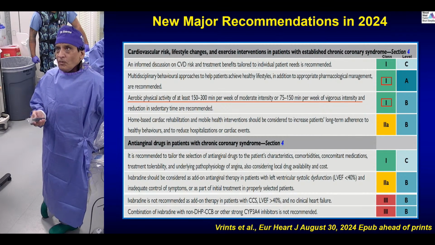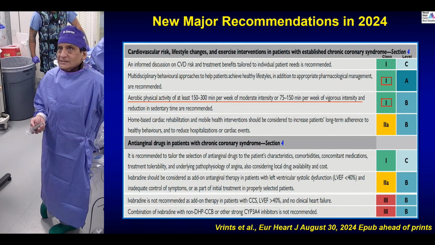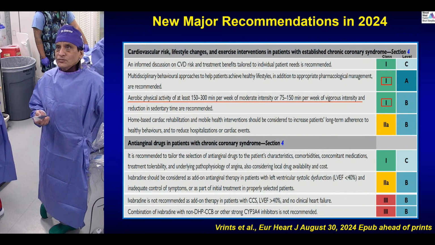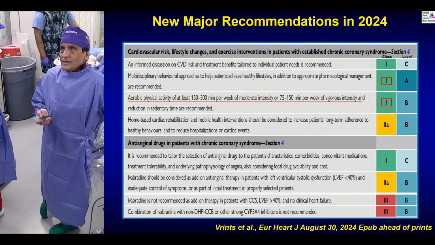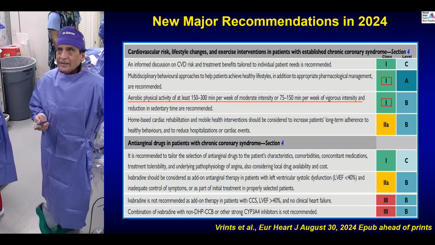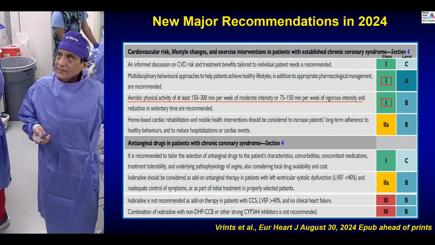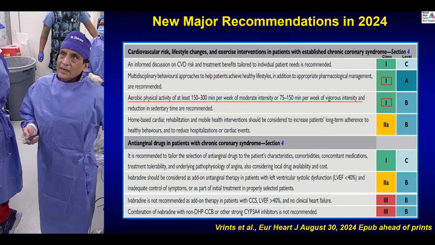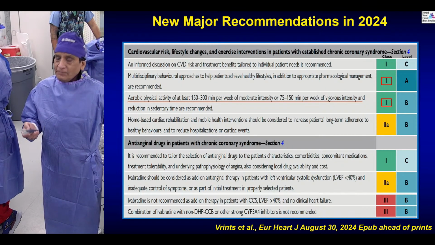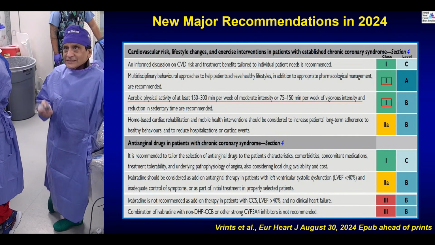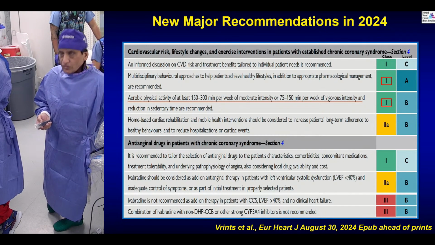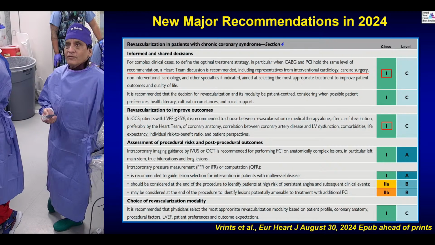A few important things I want to say: people always ask how much exercise we should do. They actually have a good guideline. Aerobic physical activity, at least 150 to 300 minutes per week of moderate intensity, or 75 to 150 minutes per week of vigorous intensity, and reduction of sedentary activity. So that's class 1. And of course, a multidisciplinary behavioral approach to help patient lifestyle, pharmacological management, mental health, and all those. But the key is the exercise. You need to do about 300 minutes of exercise per week, which translates into about 1 hour per day for 5 days.